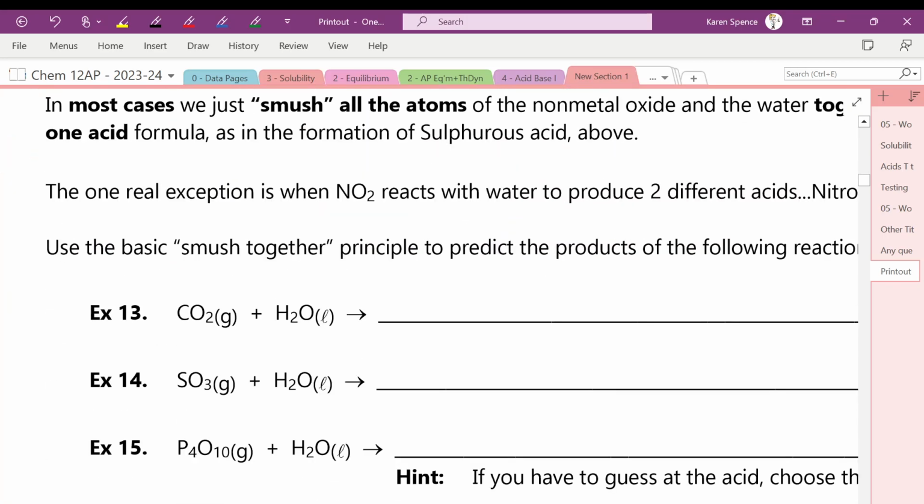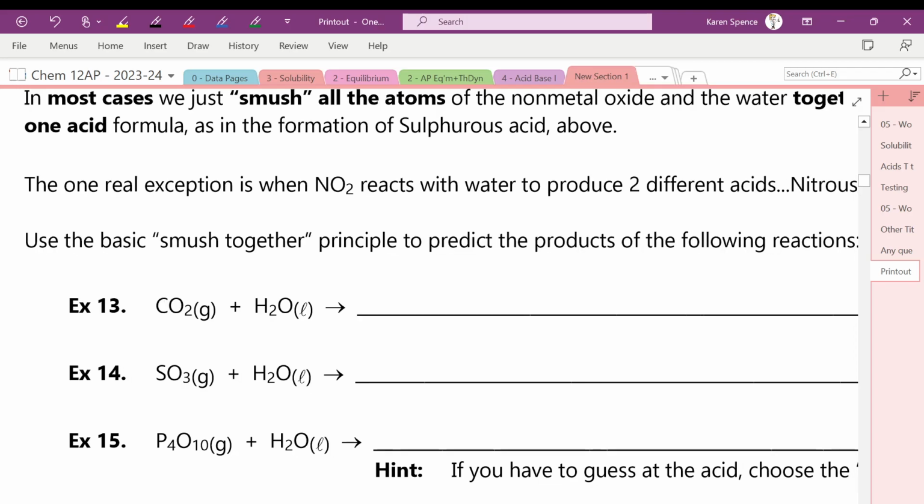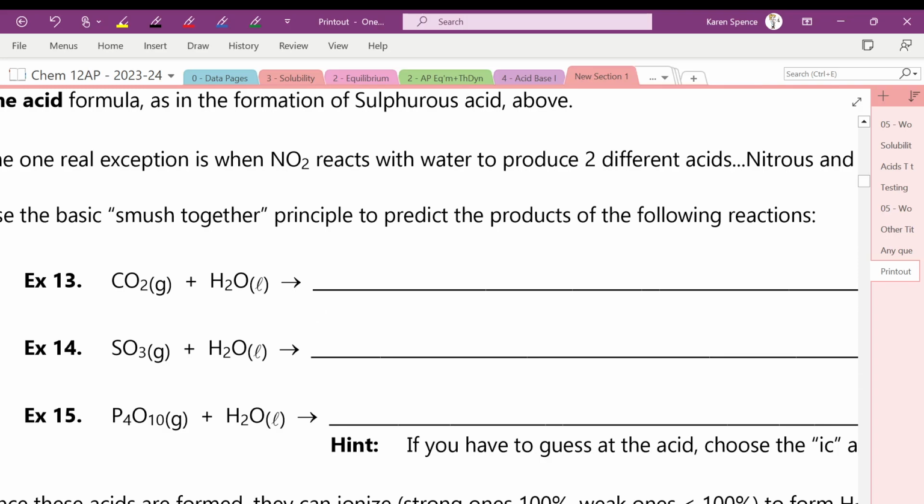Okay, so what I'd like you to do is use the basic smush together principle to predict the products of the following reactions. And when you get to P4O10, as a hint, if you have to guess at the acid, choose the ic acid. Probably that's correct. Sometimes it won't be, but I'm not going to give you any questions where you'll have to guess.